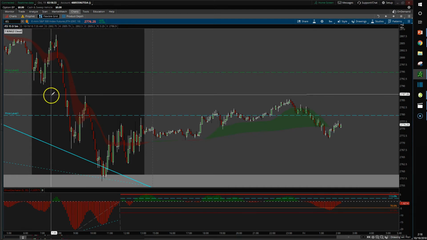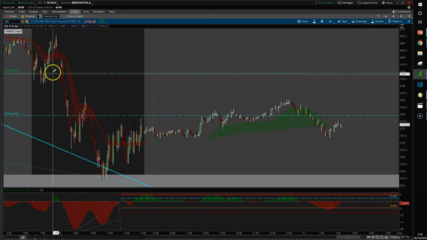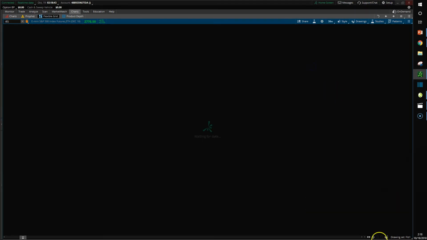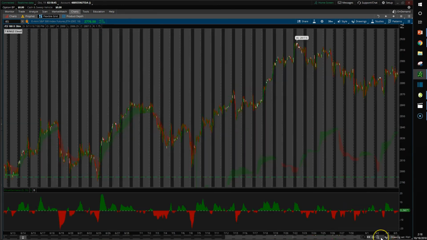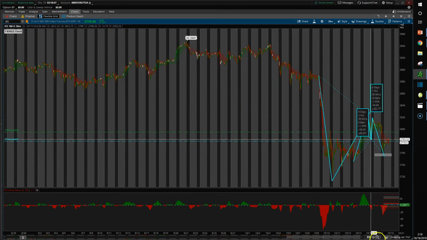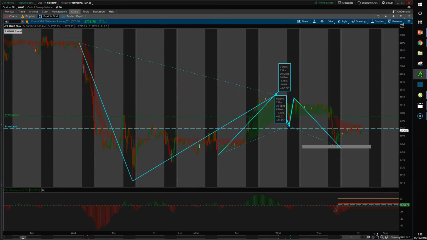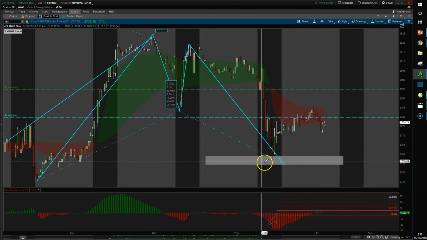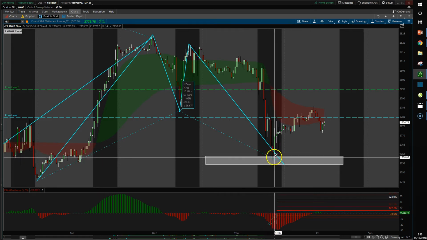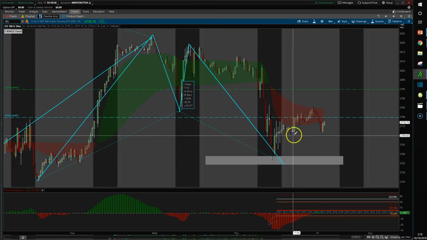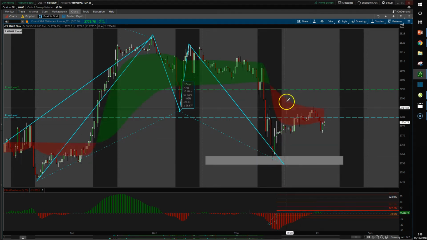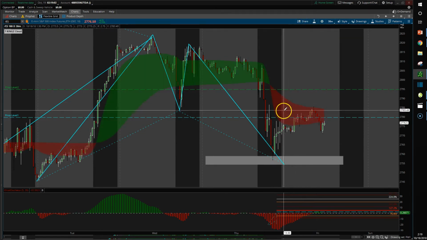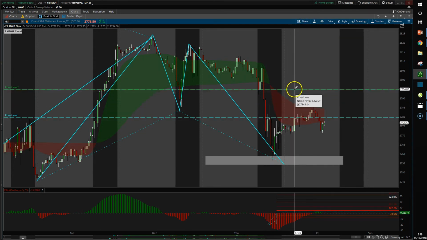So just to pull the charts back up, this is our ES chart. If you recall, let's just pull up the 30-minute chart real quick. Earlier in the video, we mentioned that we had this nice bat formation that was lining up at the same place as a crab formation on the 5-minute chart. And so we expected price to get to this area and to reverse. And that's what it did. And we had our first target here, second target here.